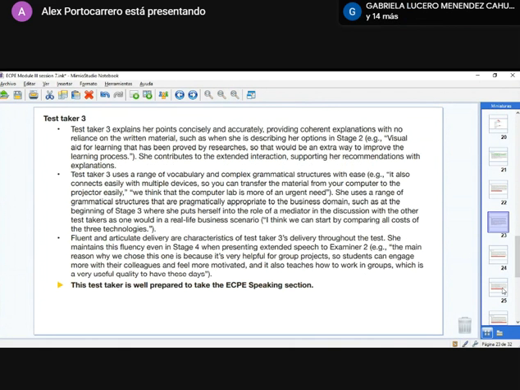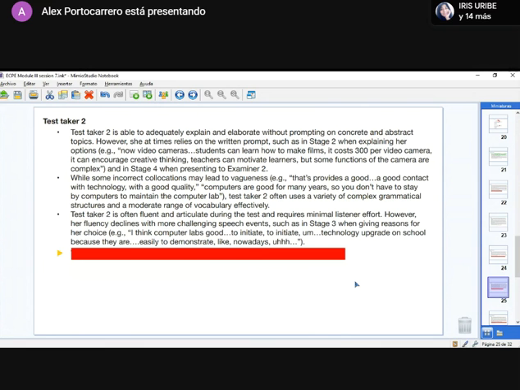Okay, one more. Let's look at this person right here. It says, test taker 2 is able to adequately explain and elaborate without prompting on concrete and abstract topics. However, she at times relies on the written prompt, such as in stage 2, when explaining her options. Example, now video cameras, students can learn how to make films. It costs 300 per video camera. It can encourage creative thinking. Teachers can motivate learners, but some functions of the camera are complex. And in stage 4, when presenting to examiner 2.